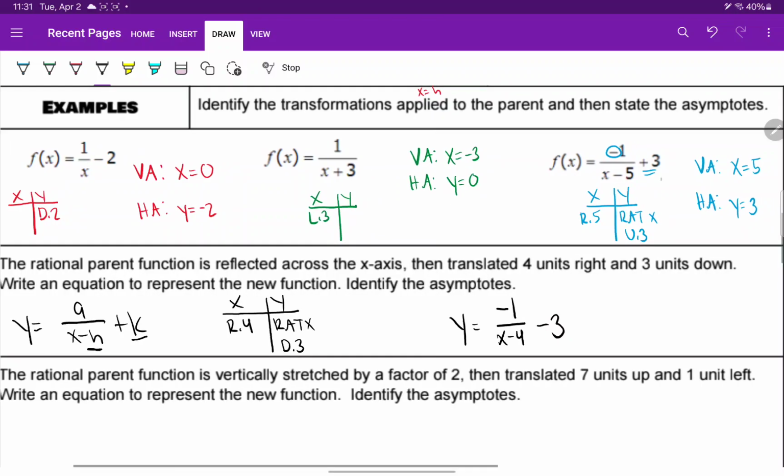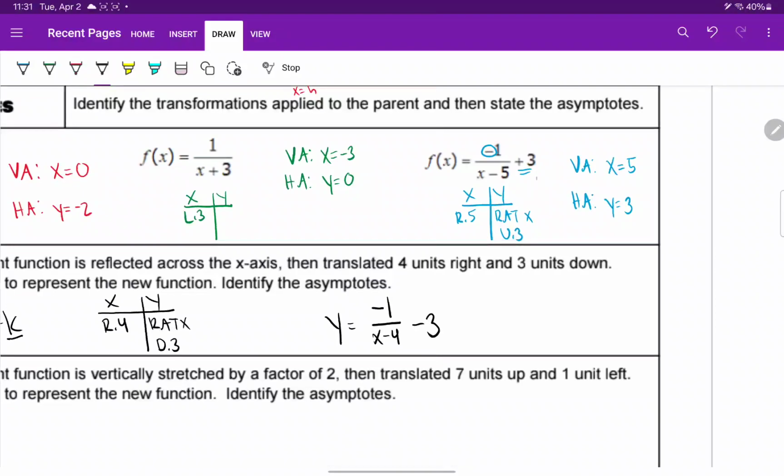And then last, it said to identify the asymptotes. So for my vertical asymptote, we know it is right 4, so that's going to be x is equal to 4. And for the horizontal asymptote, it went down 3, so y equals negative 3.